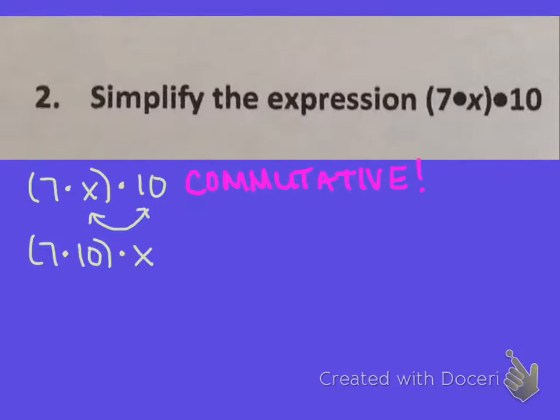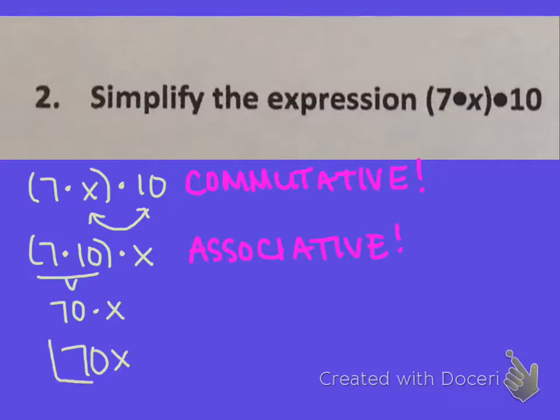And you'll notice that when we switch the places of the x and the 10, we've also regrouped the numbers. 7 and 10 are now grouped inside of the parentheses. And because that has to do with grouping, that is the associative property. So now I can do 7 times 10, which is 70. So my expression is 70 times x, which can simply be written as 70x.